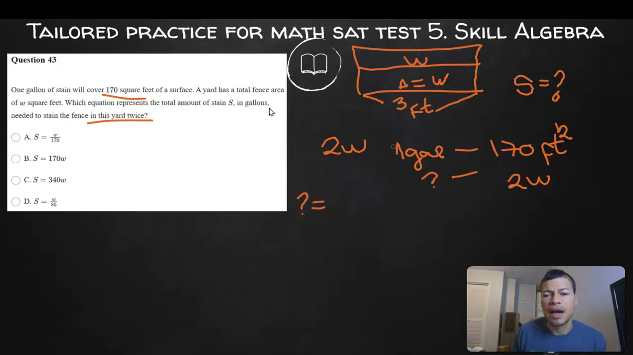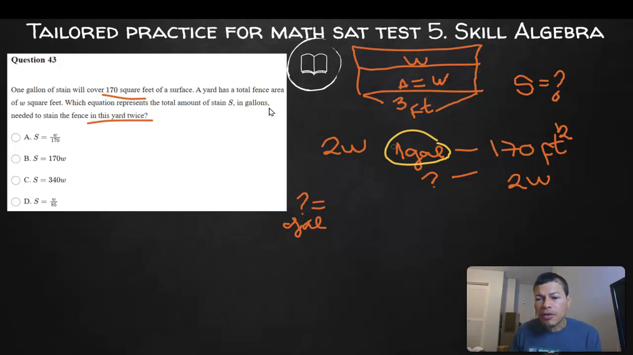So this is how I do it, guys. We know that 1 gallon covers 170 square feet. And because we have to paint 2W area, we're going to put that area below the area, and then we're going to find out the gallons. I don't know how many gallons I need to cover the 2W, so I'm going to put the question mark below the gallons, because my question mark is going to be in gallons. I'm trying to find the number of gallons. That's why I put it below the gallon.